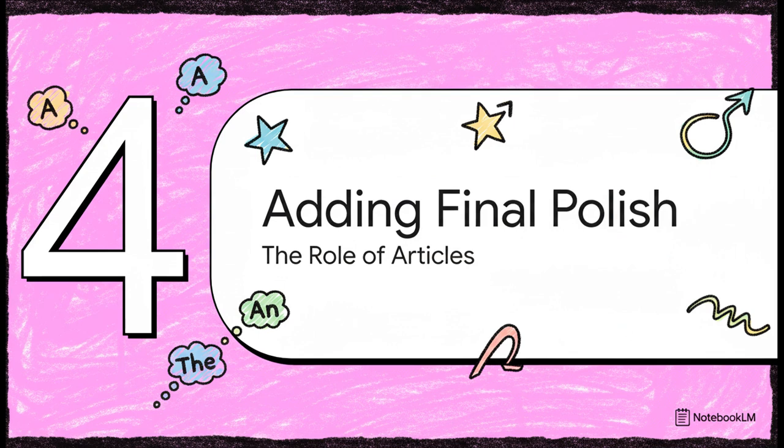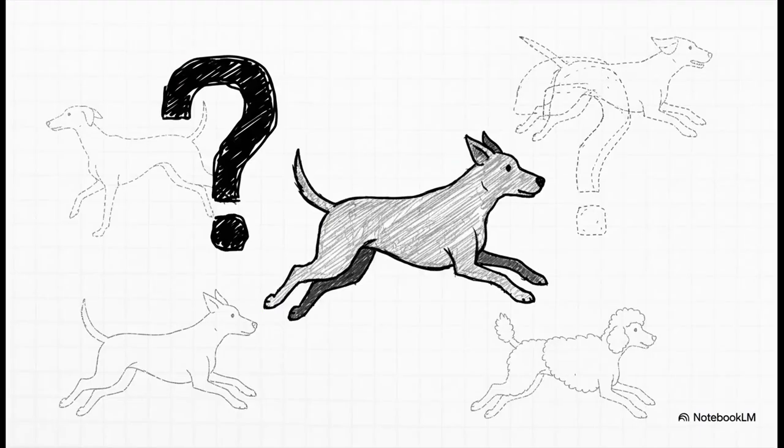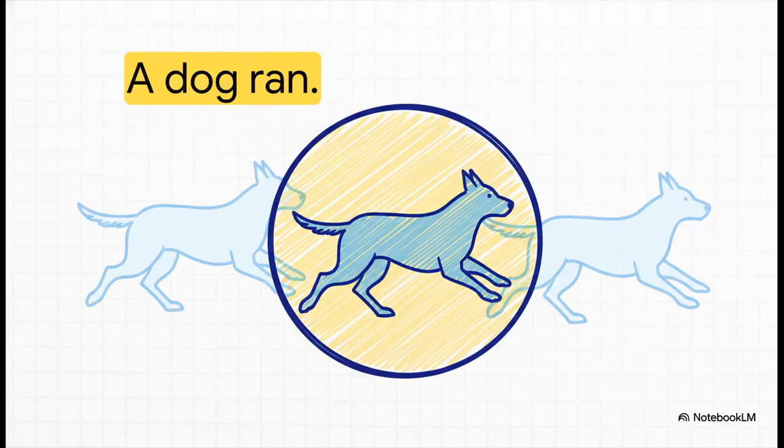To add that final polish and get really specific, we need these little words called articles. For example, imagine if we just said dog ran. I mean, it's grammatically okay, but it's super vague. Which dog? Are we talking about dogs in general? Who knows? Now watch this. Let's add an article. A dog ran. See the difference? Now we're talking about one single non-specific dog. It's just one dog out of many possible dogs.